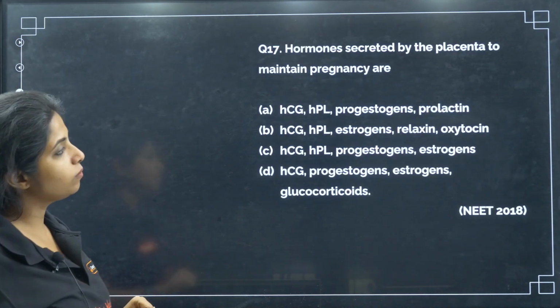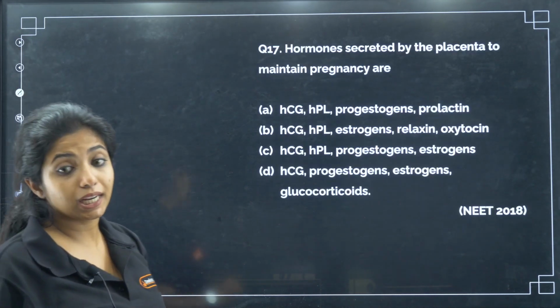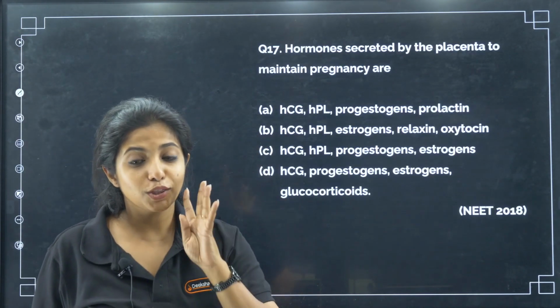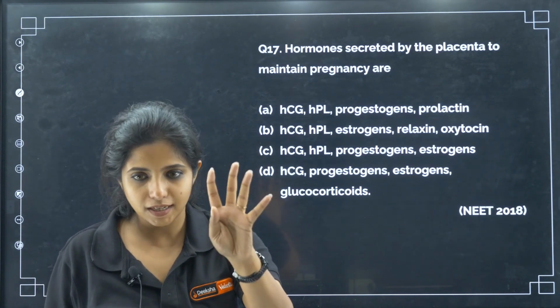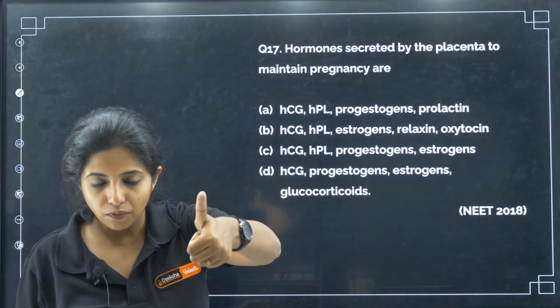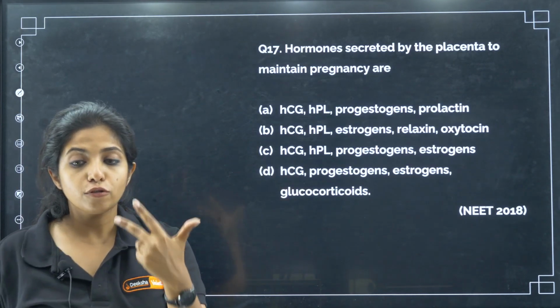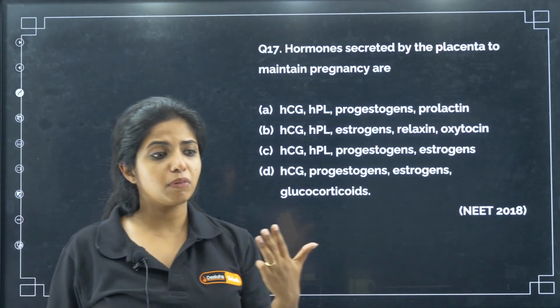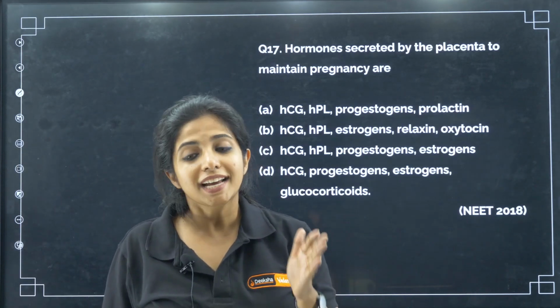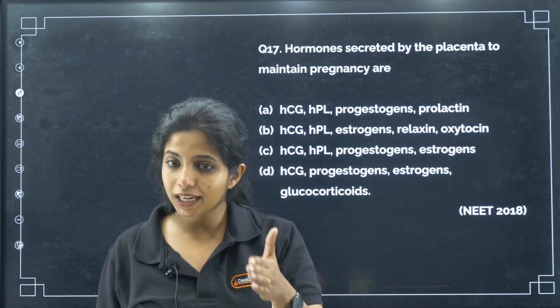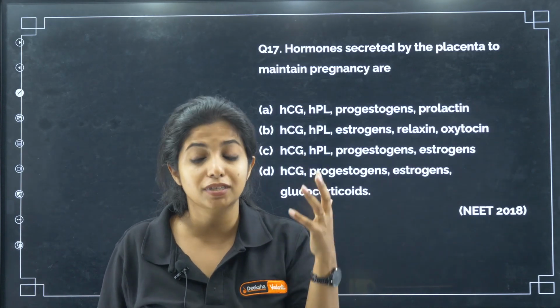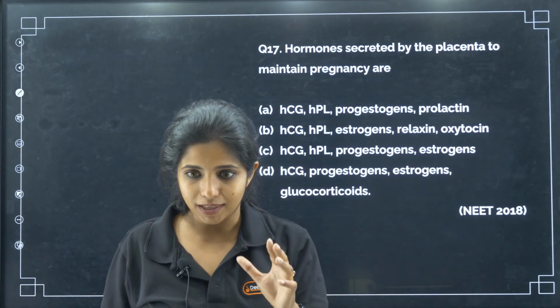Okay. Now, hormones secreted by the placenta to maintain pregnancy are asked. There are 4 hormones released by placenta: human chorionic gonadotropin, human placental lactogen, progesterone and estrogen. You might think, ma'am, progesterone and estrogen are released by the ovary also, right? Yes, but during pregnancy, placenta takes up this role and releases them. Please remember that.